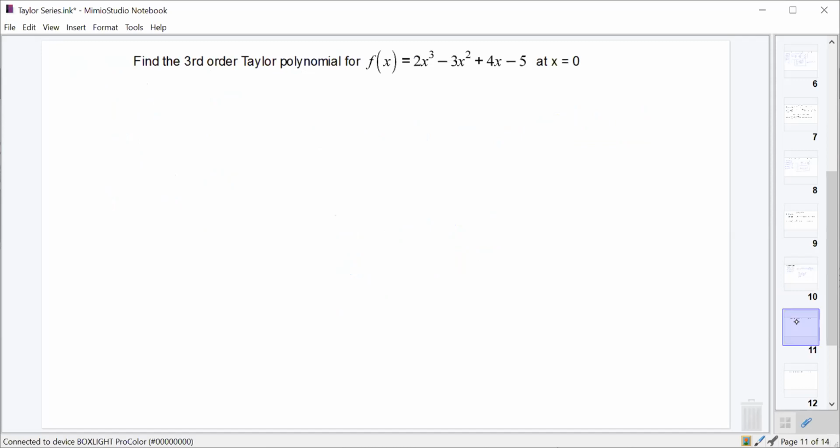All right, now here's a fun one. This is just easy and fun for us to do. It's not going to be fun, but let's find the third order Taylor polynomial for this function at 0. How would we do that? All right, we're going to find all of the f of 0 and f first, second, and third derivative at 0. And then we should be able to write it out.